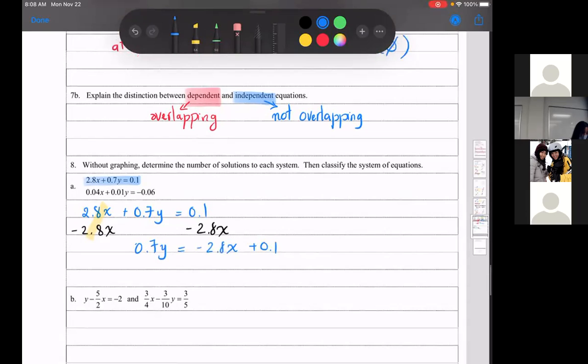Divide both sides by 0.7. What do you get? Yeah, 40 something, like that.